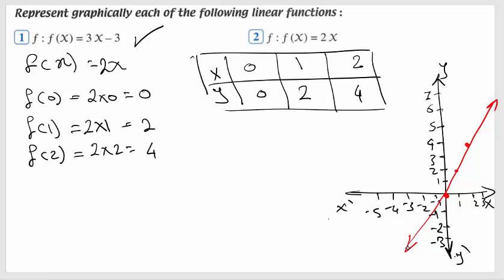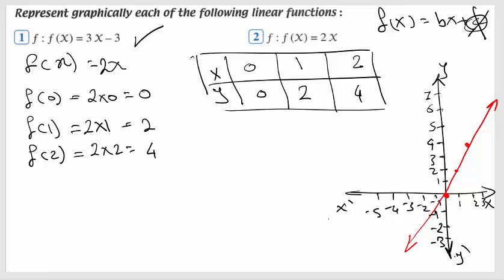This graph of the function, this line, is passing by the origin point because, as you see, the standard form of the function is bx plus c, or ax plus b, whatever. So if the constant doesn't exist, or it hasn't a value, like here f of x equals 2x, this function has no y-intercept, so it will pass by the origin point.